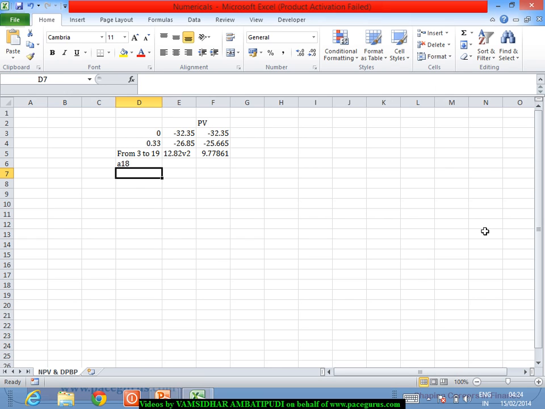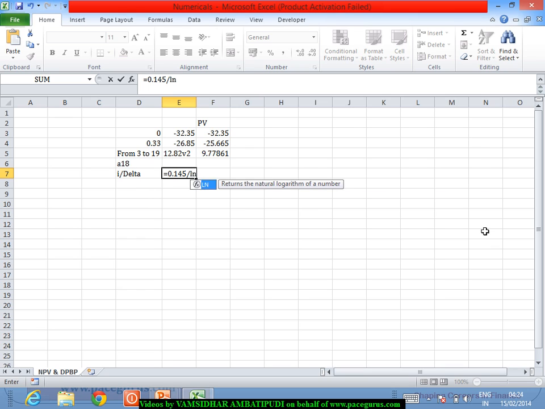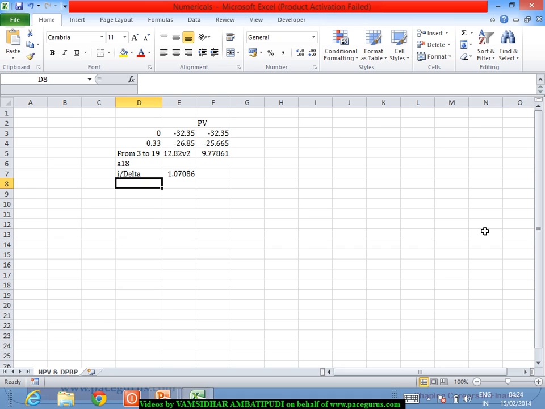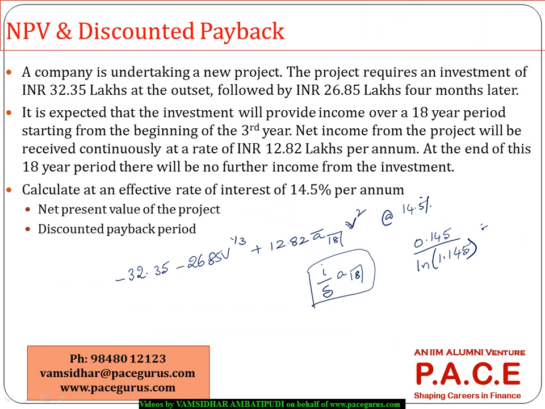So I by delta is 0.145 divided by log 1 plus 14.5%. This is giving me somewhere around 1.07. That is my I by delta. And A18, if I am going with 15%, probably I can take A18 corresponding to that 15% from the table directly, right?